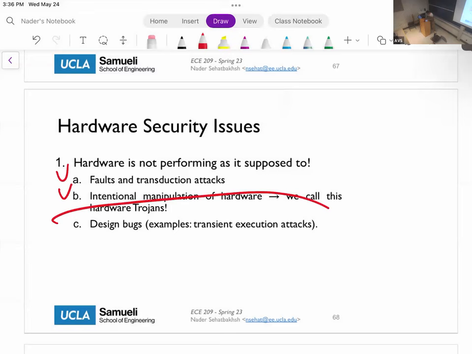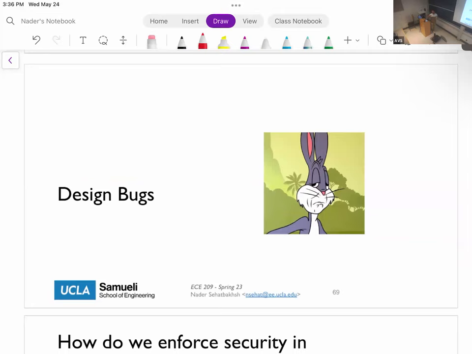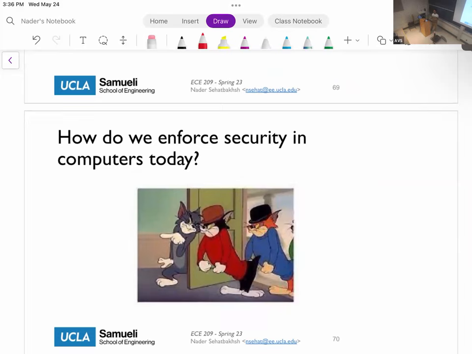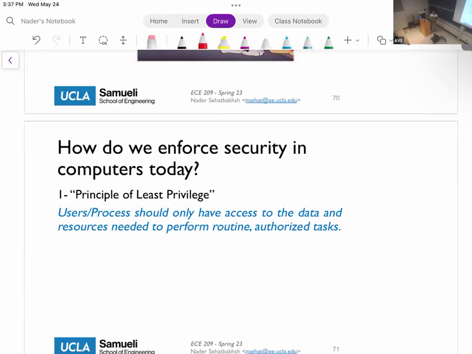So the last thing I want to talk about is the issue of design bugs. Let me just give you very quickly what this is about. There's a little bit of details that you need to know that I'm gonna probably just record a video and send it to you. So if you think about the way that we enforce security in our computer hardware, there are two things that we do. One is the principle of least privilege. We say that everybody has access to the things that they should have access to and nothing else, right? So we need to authorize different tasks, authorize access and things like that, right?